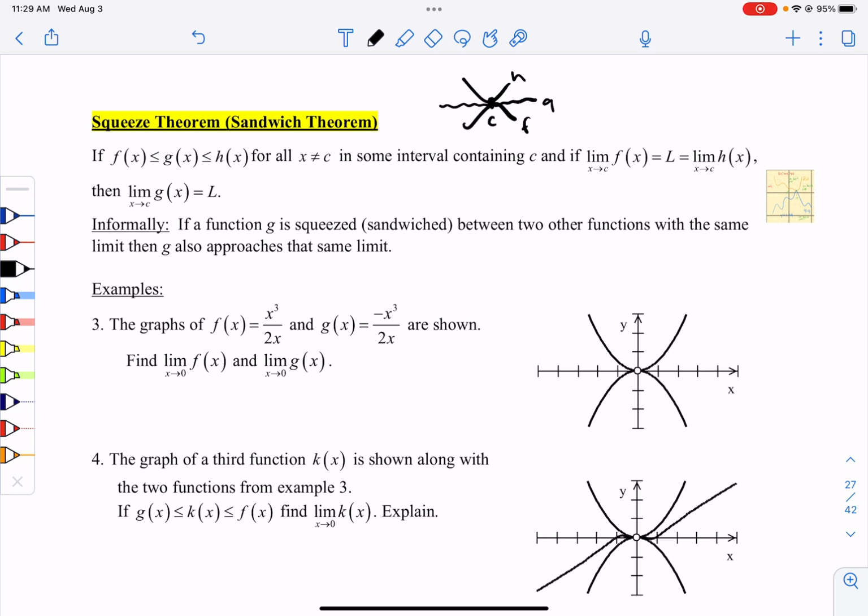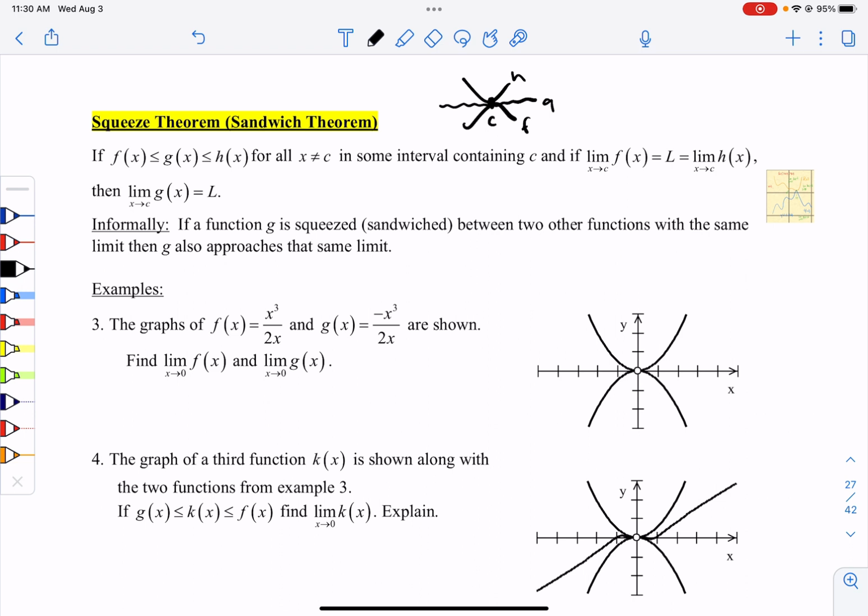if the limit as x approaches c of f of x equals L, so if the bottom function approaches L and the top function approaches L, then the function in the middle also approaches L. That's all we're saying. If the top function and the bottom function approach the same limit value, the function in the middle doesn't have a choice. It's a no-duh theorem. It has to approach the same value because it's always in between.